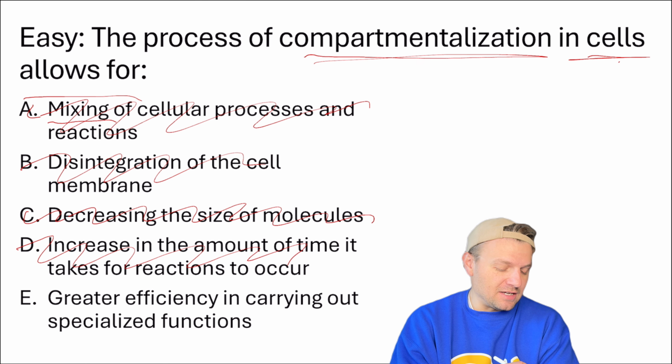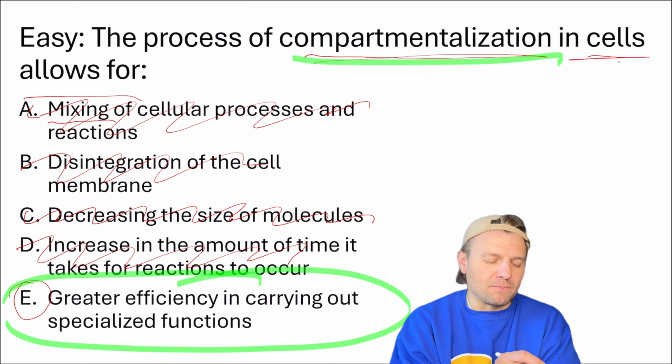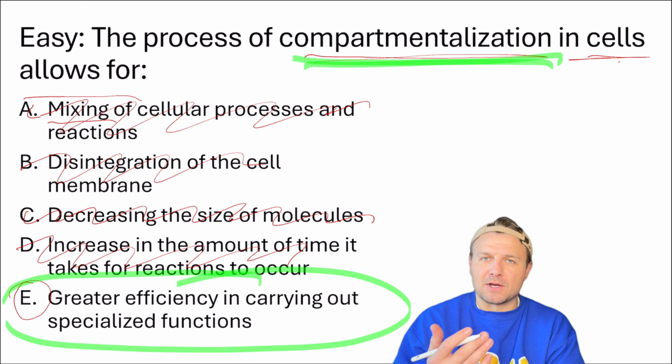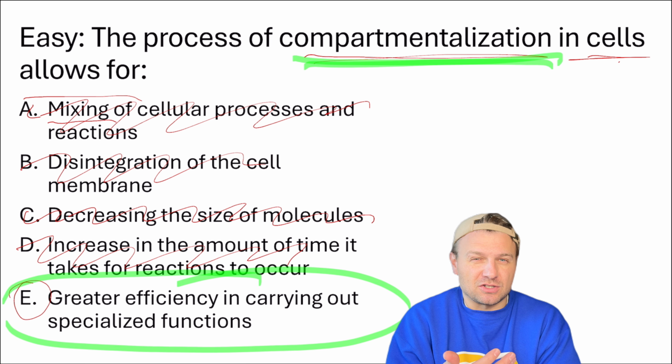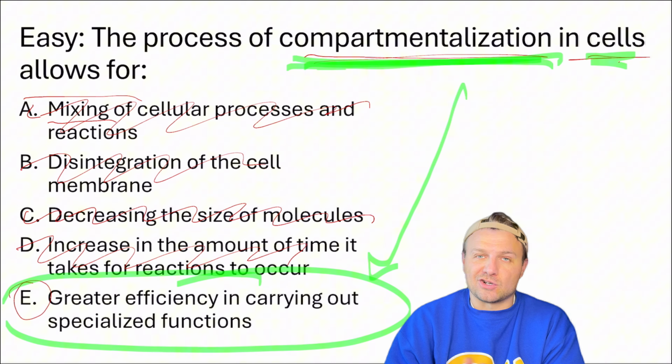E, greater efficiency in carrying out specialized functions. Yeah, this is the answer, and it is correct. We talked about how compartmentalization basically just increases the efficiency of specialized organelles. So the reason why this is an easy question is that it's basically just regurgitating. It's just memorizing what compartmentalization does in eukaryotic cells, and that's your answer.